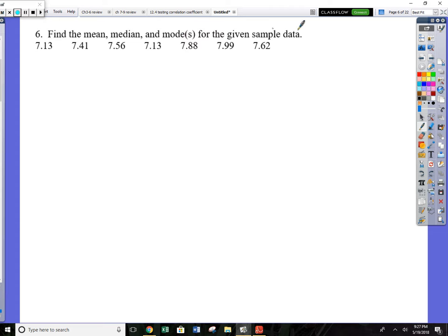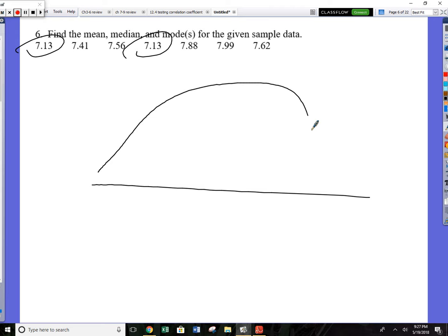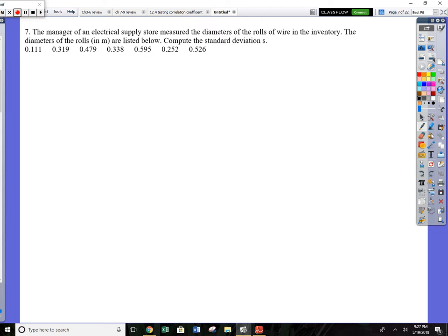Mean, median, and mode. Okay, mode, you've got to remember that's the one that appears most often. So 713, 713, that appears twice. That's a mode. You can have more than one mode. You can have 2 modes or 3 modes. But that one looks like it is the mode. And when you're doing a normal curve, this mean right here is also the median and the mode. All 3 of them line up right here in the very dead center. So that's something to keep in mind.